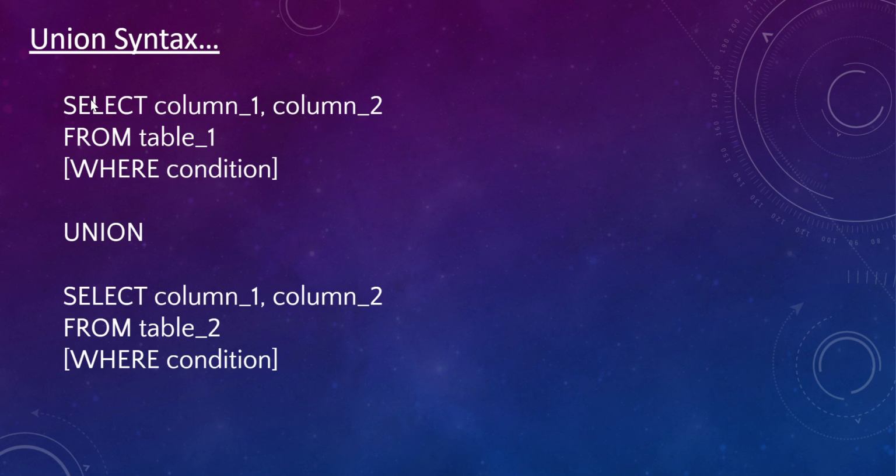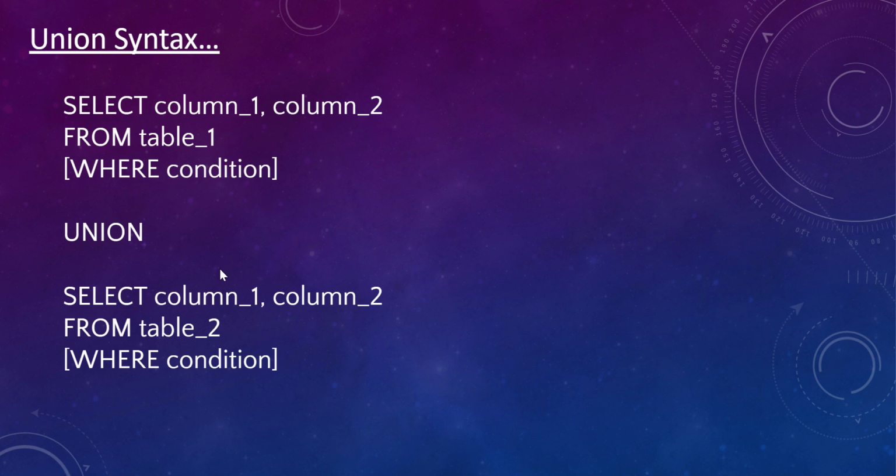So this is the syntax. Select column 1, separated by column 2, and whatever number of columns you want, you can mention all of those in the select statement. From table, the same syntax as when we write select star from table. And then this where condition, which of course is optional and not mandatory. Then we write union. This is the additional operator which we add between these two select statements. This is from table 1 and this is from table 2. Select column 1, column 2 from table 2, again with an optional where condition.